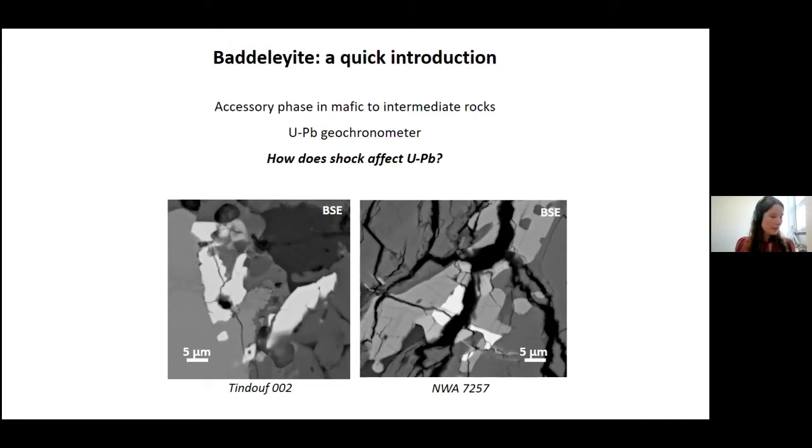But if we think about dating shergottites using baddeleyite, one thing we do need to really understand is how robust uranium-lead isotopic compositions are to shock metamorphism. And that's what we're going to talk about today.